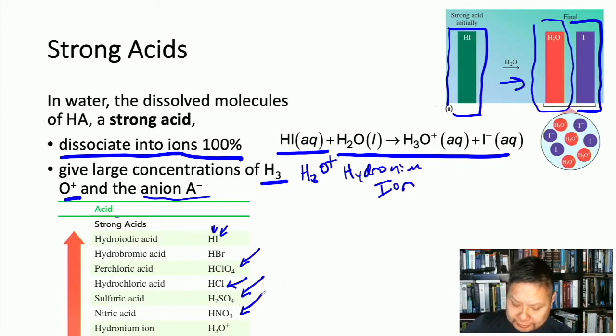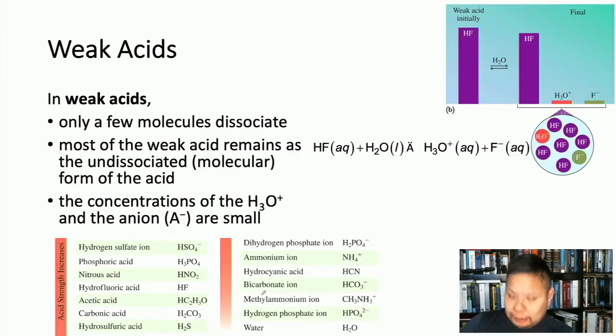The next ones are the weak acids. Weak acids are ones in which only a few of the molecules actually dissociate. You don't go anywhere near the 100% that the strong acids do.